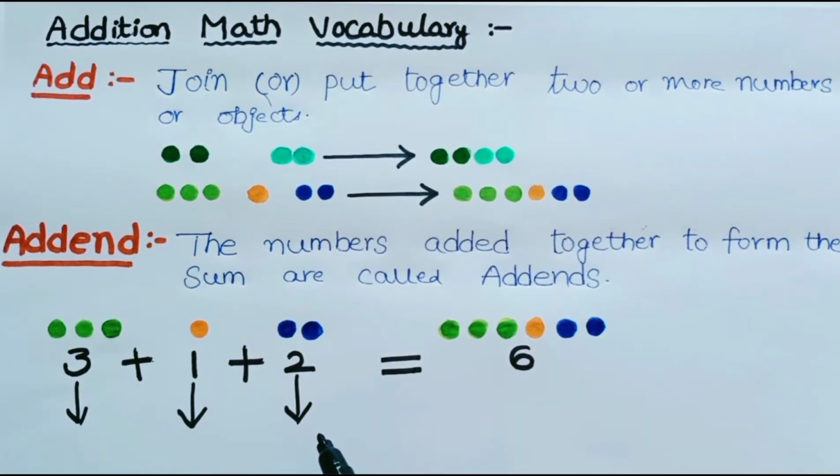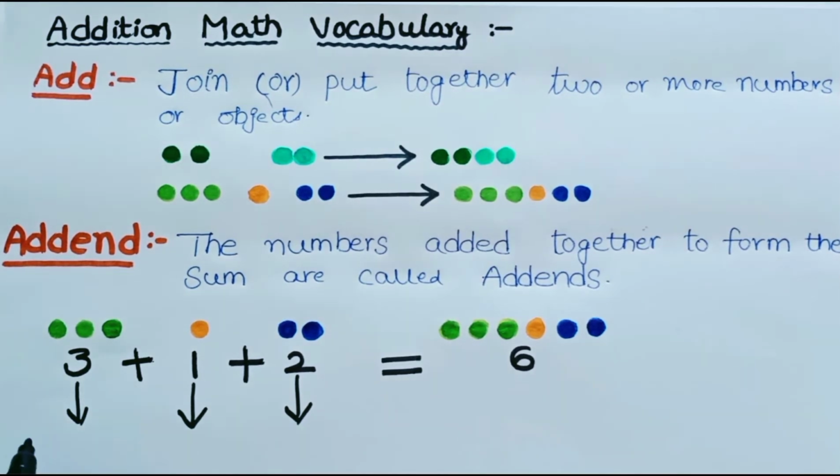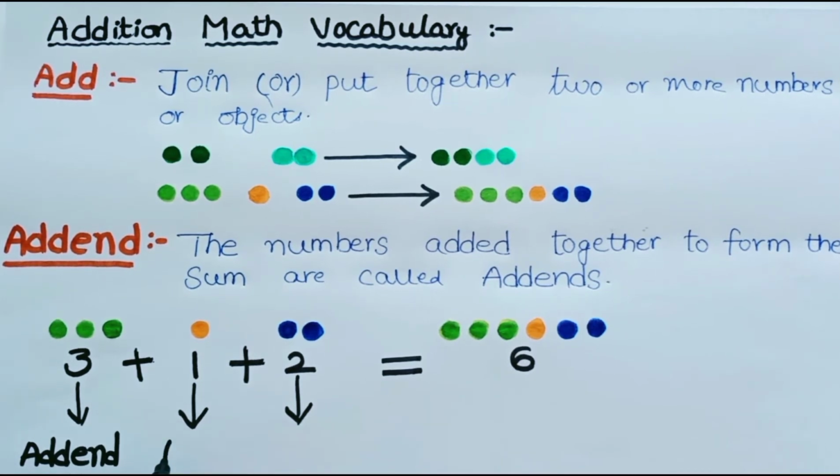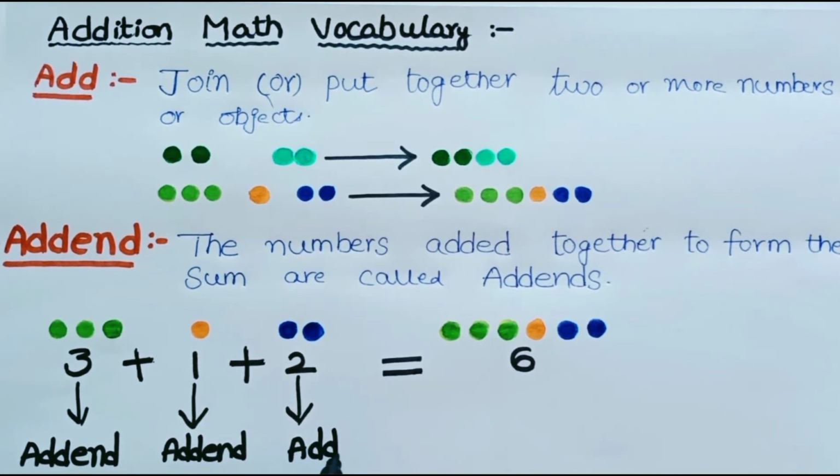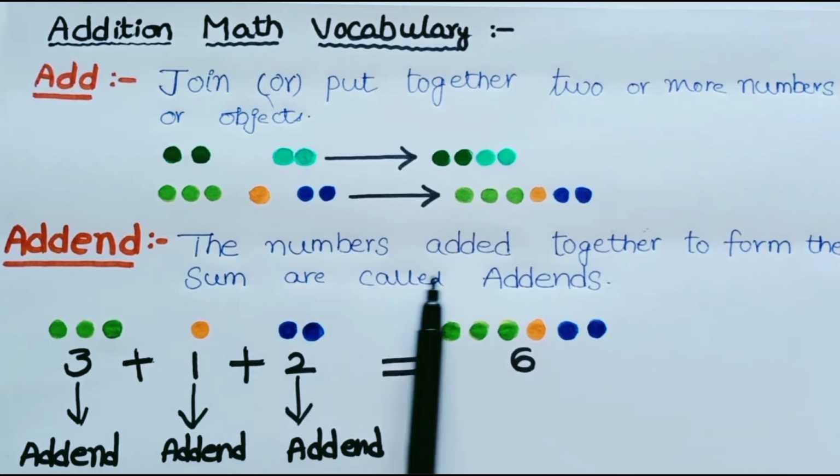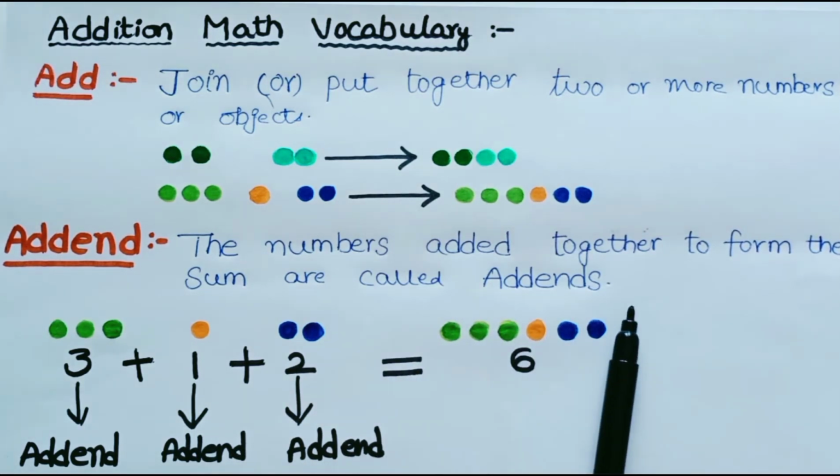So in this addition equation, all the 3 numbers are called addends. 3 is an addend. 1 is also an addend. 2 is also called an addend. What is an addend? The numbers added together to form the sum are called addends.